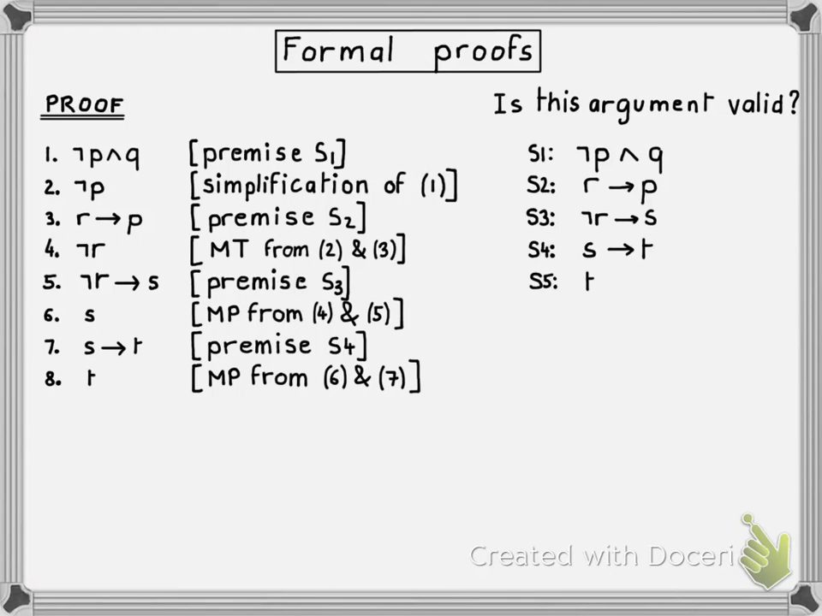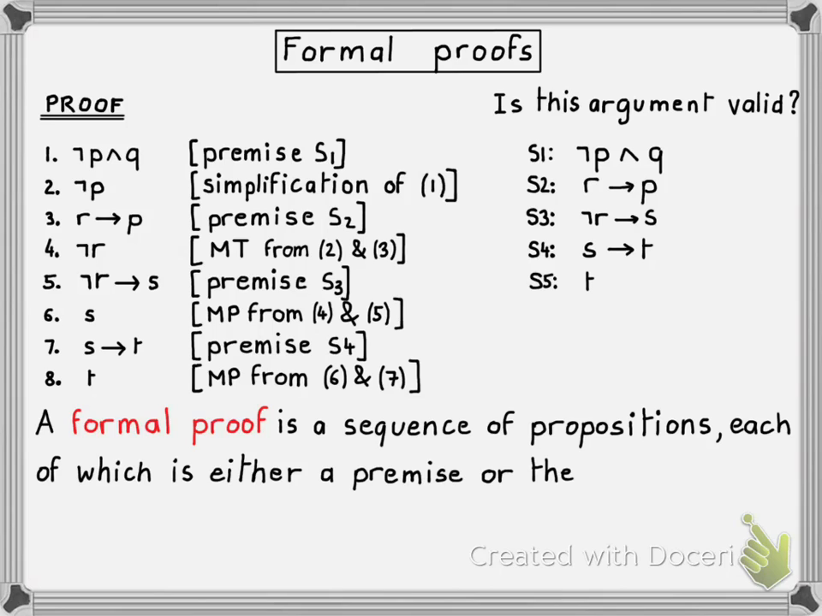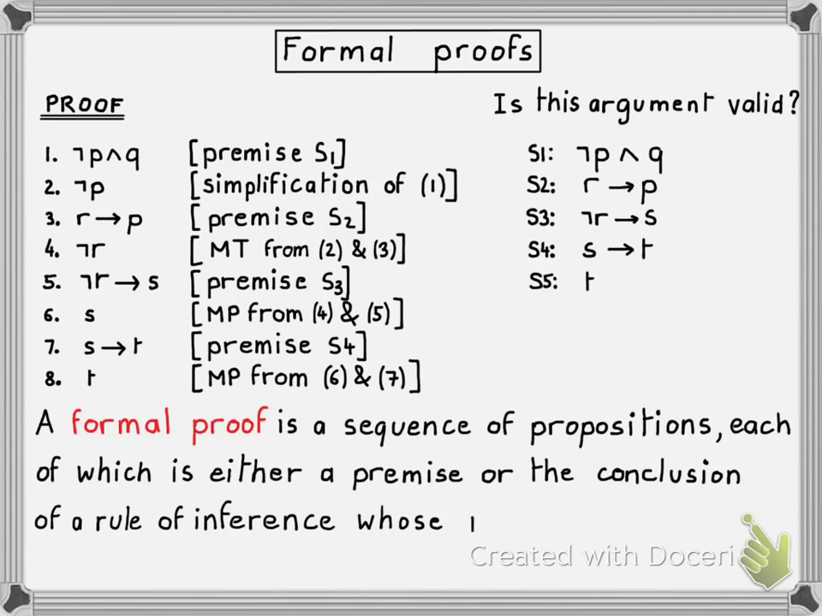Now that we've completed our first example, we're ready to give a complete definition of a formal proof. A formal proof is a sequence of propositions. They are true propositions because each of them is either a premise, which we assume to be true, or it's the conclusion of a rule of inference whose premises are propositions that appear higher in the proof.